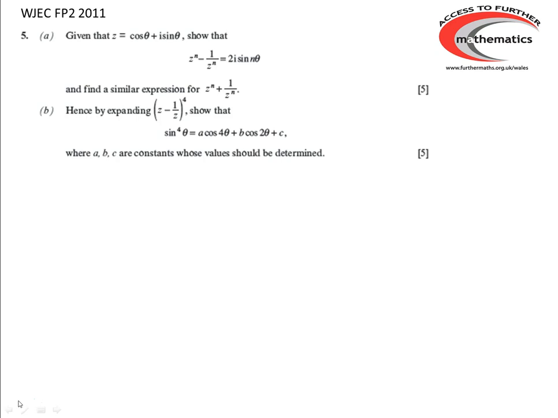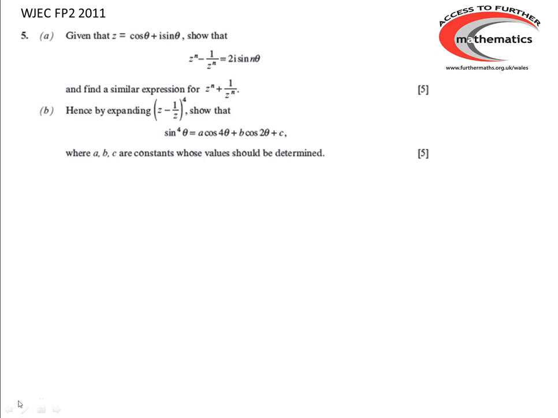Right, as our final example, we are told that z equals cos θ plus i sin θ. We have to show that z to the n minus 1 over z to the n is equal to 2i sin nθ. We have to obtain a similar expression for z to the n plus 1 over z to the n. And then finally, by expanding z minus 1 over z to the power 4, we have to show that sin to the 4 θ can be written as a cos 4θ plus b cos 2θ plus c, where a, b and c are constants.